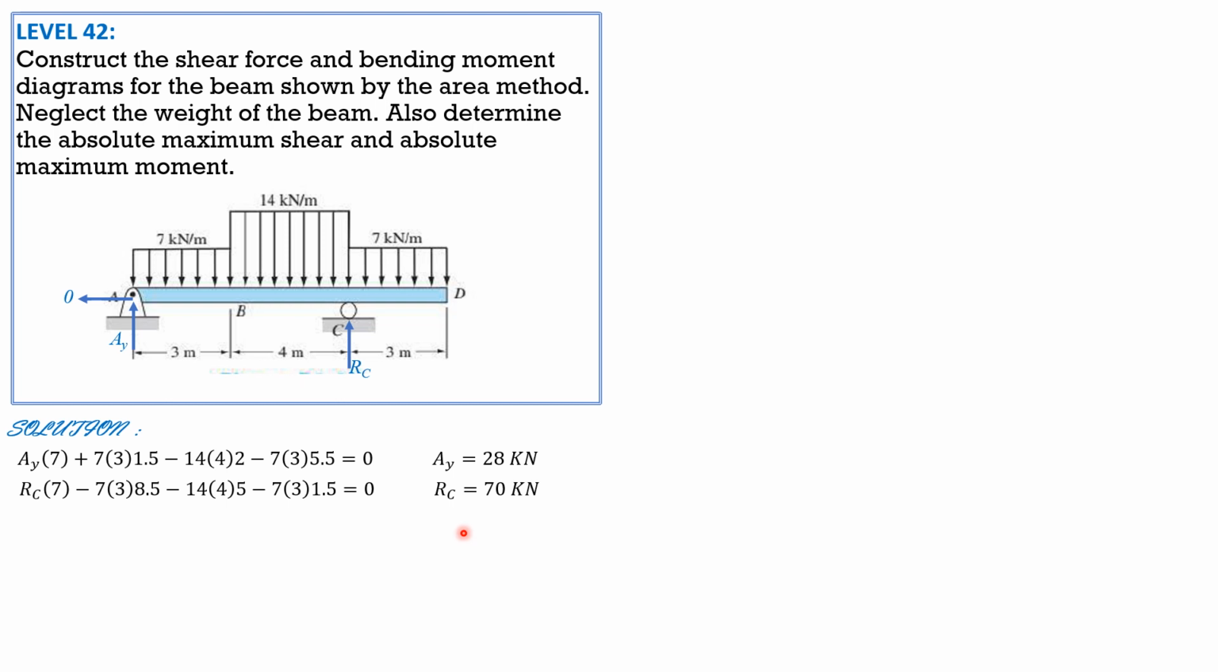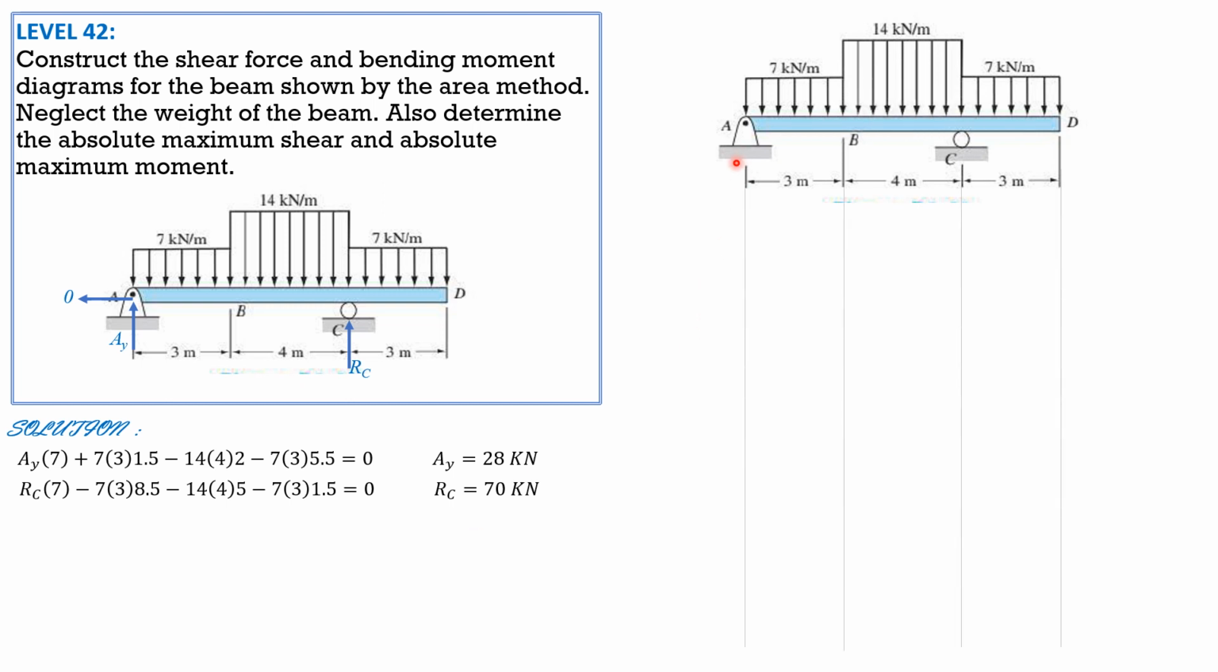So we are now ready to sketch the shear force and bending moment diagrams. Let's put the reactions. AY is 28 and R sub C is 70 kilonewtons. So for the shear diagram in kilonewtons, first we go up 28, then plus the area, which is negative 7 times 3, negative 21, so a straight line with negative slope of 7. So 28 plus negative 21 is 7.